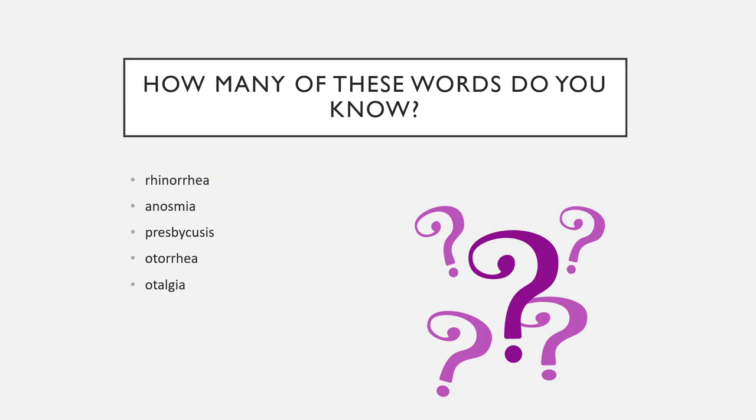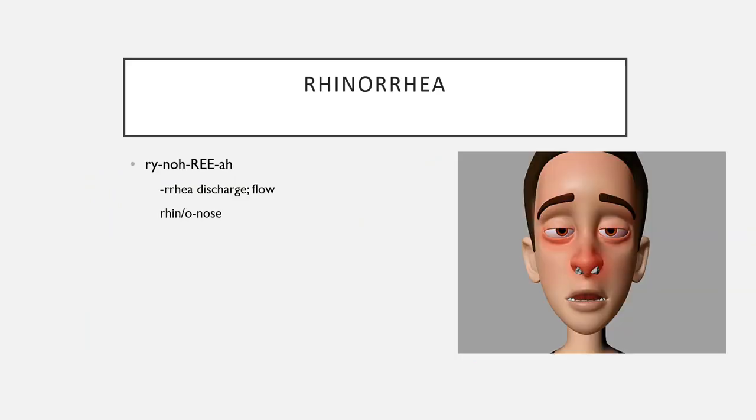Rhinorrhea, anosmia, presbycusis, otorrhea, otalgia. So rhinorrhea. Always think of rhino as nose, like a rhinoceros. Has a big horn where the nose would be. Rhino is nose, rhea is discharge or flow. Rhinorrhea is simply a runny nose.